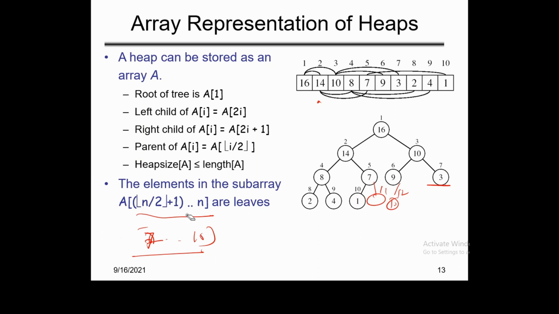Okay, so the elements in the subarray from location floor of n by 2 plus 1 to n will be the leaf nodes. So when we restore the properties of the heap, what restoration means I will make clear in the next slide, and then this concept will be utilized over there.